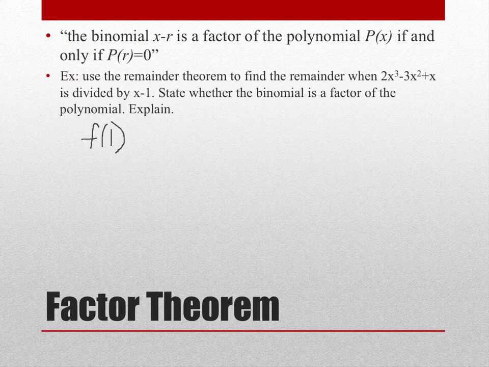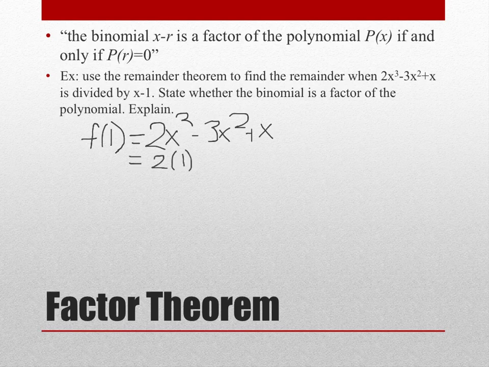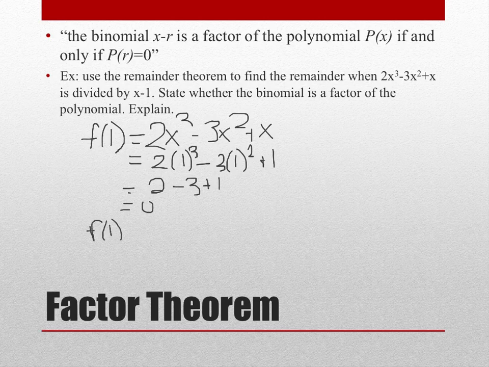So plugging our f of 1 into 2x cubed minus 3x squared plus x, that should give us 2 times 1 cubed minus 3 times 1 squared plus 1, which should get us 2 minus 3 plus 1, which equals 0. So f of 1, or our p of 1, equals 0. So since the remainder is 0, the binomial x minus 1 is a factor of the polynomial by the factor theorem.